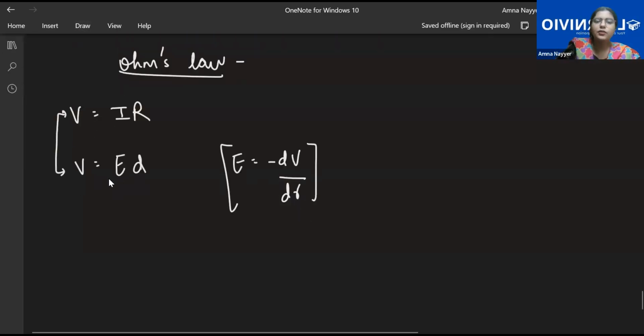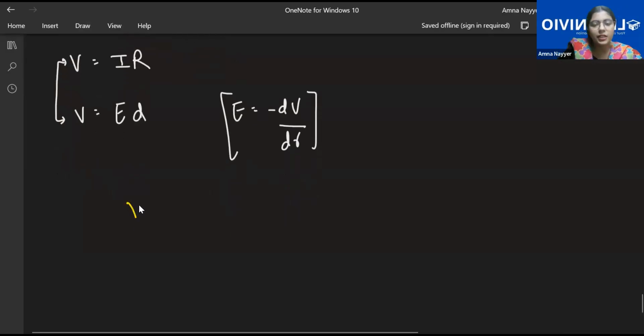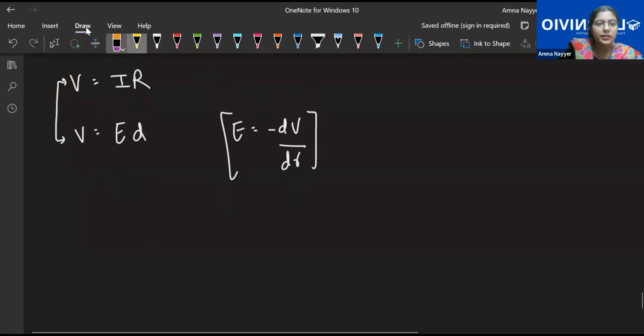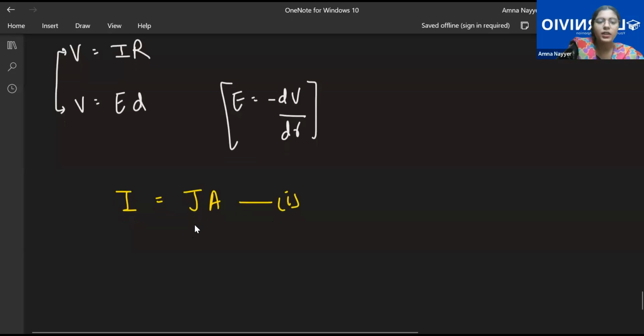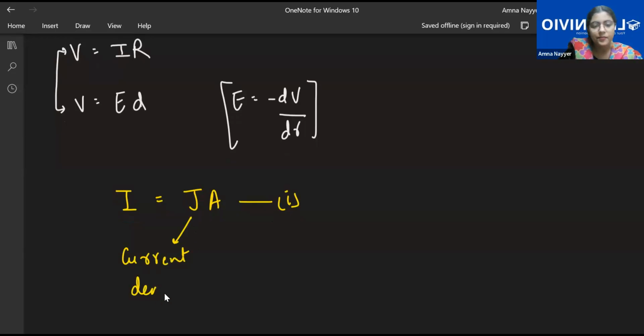Otherwise, when you have the formula V is equal to IR, let's put in the values. I'll tell you one value for current and one for resistance. Current is equal to the current density multiplied by the area. This is one formula that we know for the current. This is basically the current density. I is equal to J into A. What is current density? Current per unit area. So current per unit area into area will give you the current back, right?